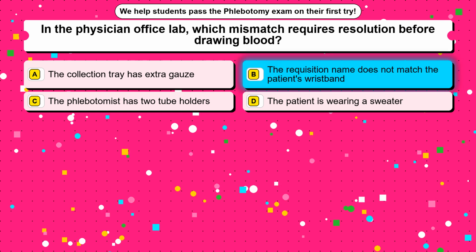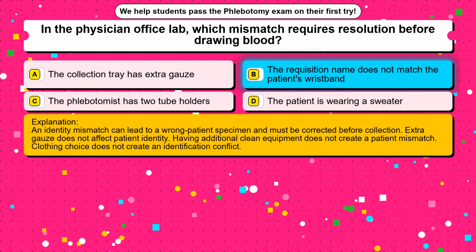The correct answer is option B. The requisition name does not match the patient's wristband. An identity mismatch can lead to a wrong patient specimen and must be corrected before collection. Extra gauze does not affect patient identity. Having additional clean equipment does not create a patient mismatch. Clothing choice does not create an identification conflict.